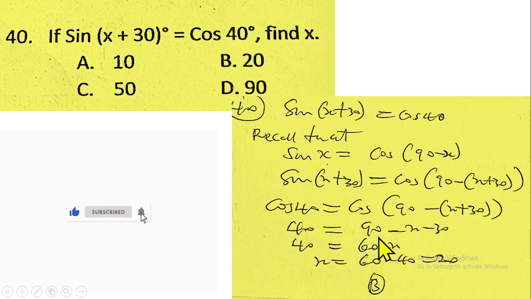From there, 90 minus 30 will give us 60 minus x here. Take the like terms, we have x equals 60 minus 40. Then x will be 20. So option B is the correct option for question number 40.